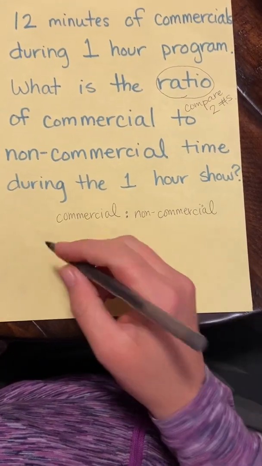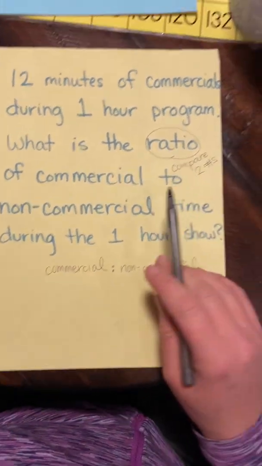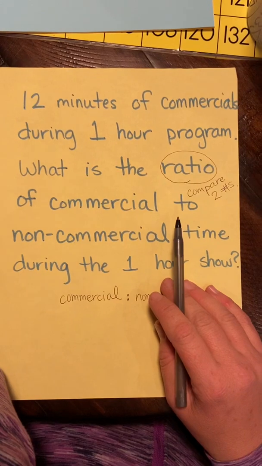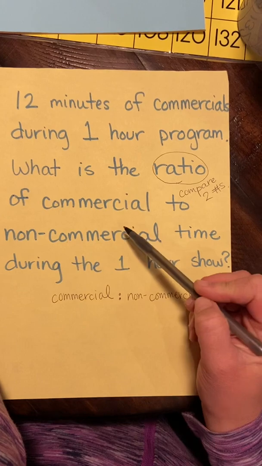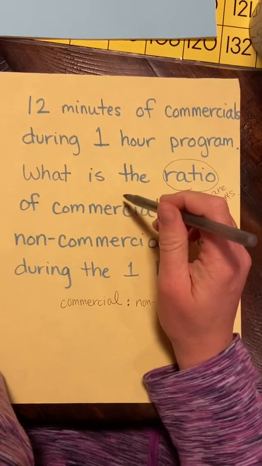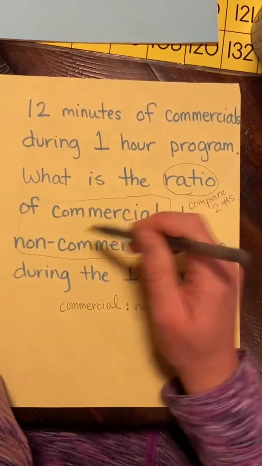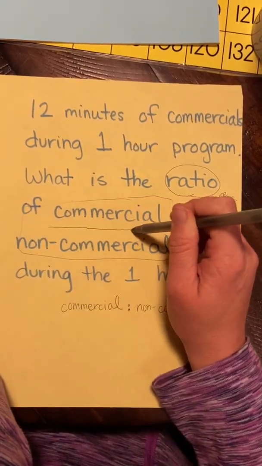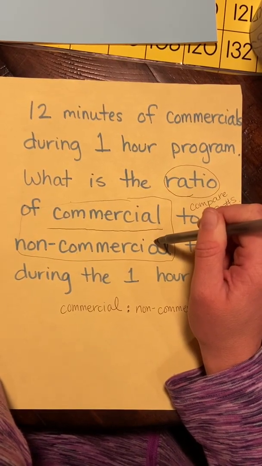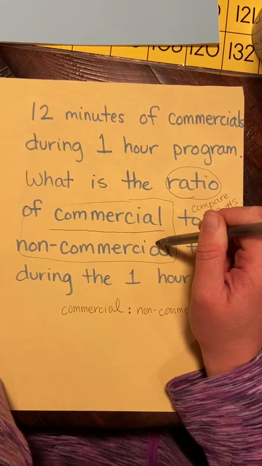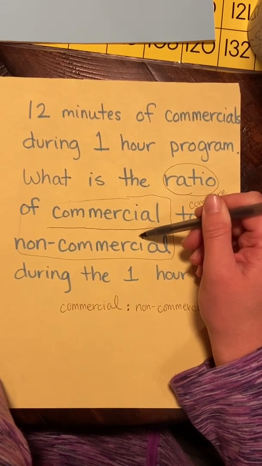Another way you might see it is more kind of how I wrote it intentionally in this problem, as a fraction. So do you see how in the problem I intentionally wrote commercial to non-commercial, and this becomes a giant fraction. A fraction is a ratio. A ratio can be a fraction. We're comparing the commercial to the non-commercial time.